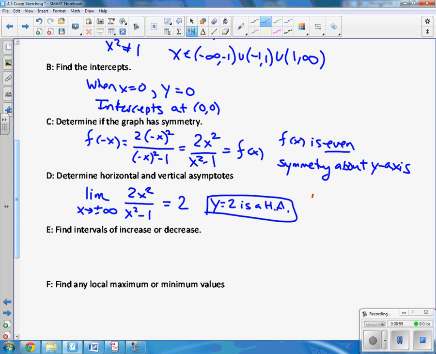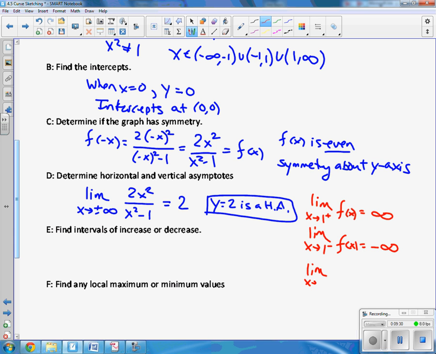So the limit as x approaches 1 from the right. For now, I'm just going to write f of x for the function. Okay, so when I check that out as I'm approaching 1, I can see that I'm going to approach positive infinity for my function. Okay, when I look at x approaching 1 from the left, I'm going to approach negative infinity. So right there, I know I have one vertical asymptote, but let me check out the other value.